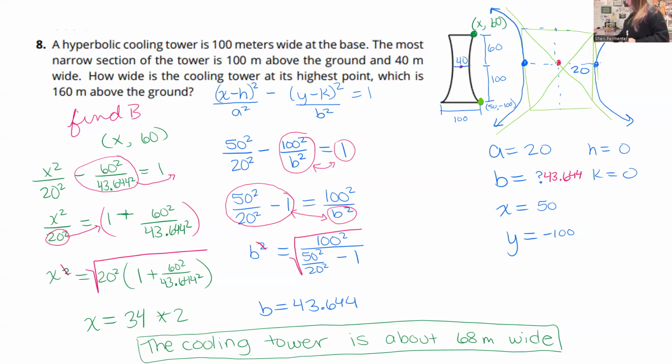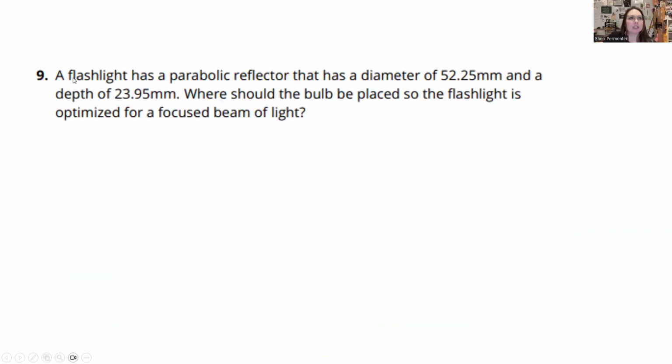But we still have a little bit more that we're doing in this packet. We're going to do the parabola problem. This one isn't quite as involved. The parabola problem. A flashlight has a parabolic reflector that has a diameter of 52.25 millimeters and a depth of 23.95 millimeters. Where should the bulb be placed so that the flashlight is optimized for a focused beam of light?